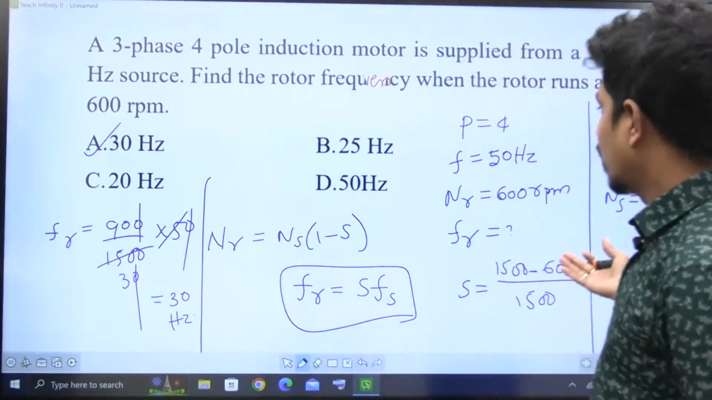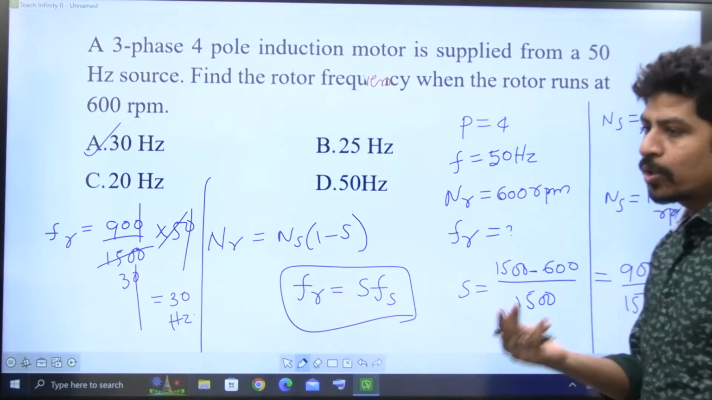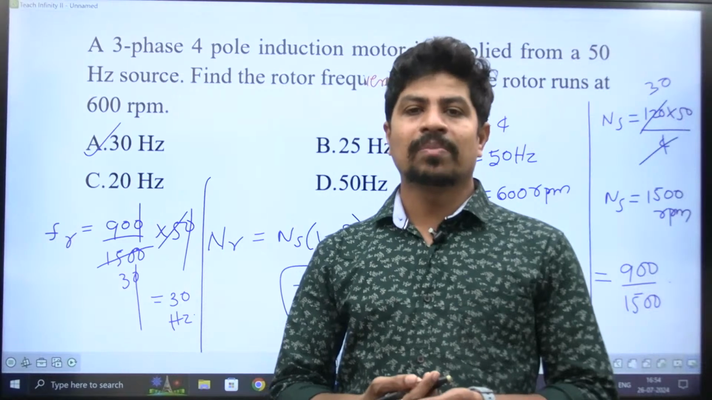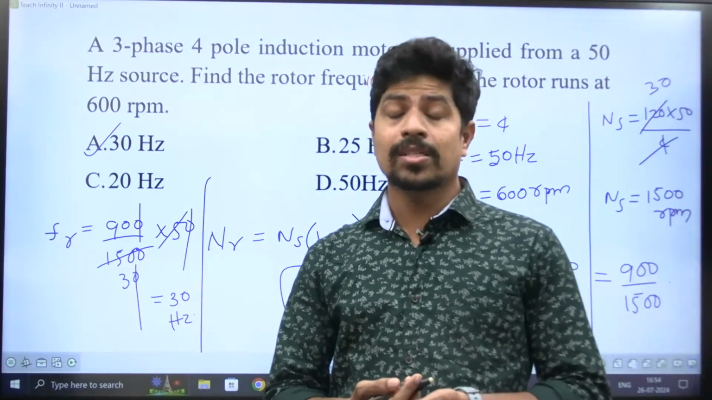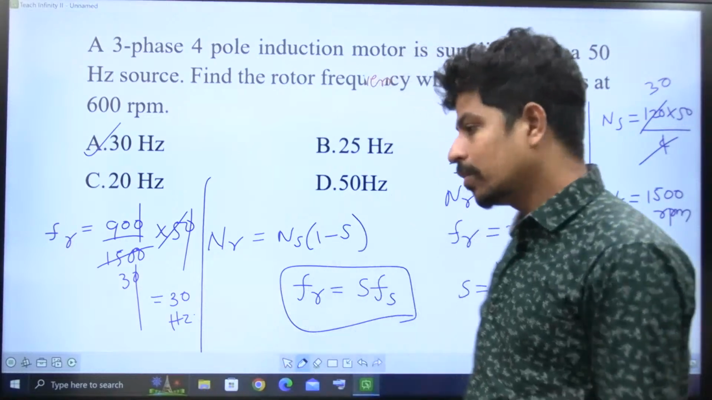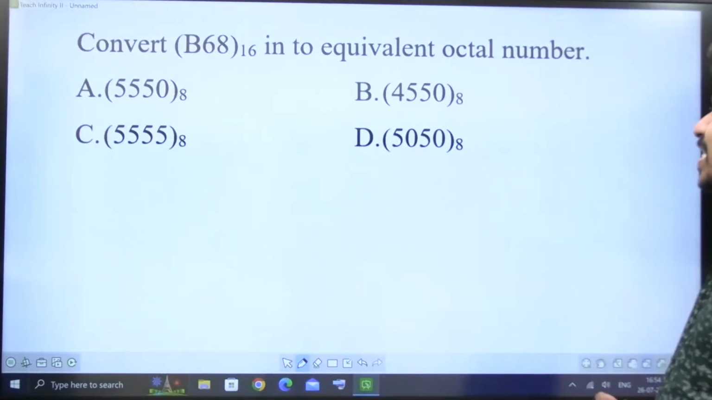So look at that, very simple thing. Only two relationships. S, the slip, is nothing but NS minus NR by NS. After that, NR is equal to NS into 1 minus S. And after that, FR is equal to S into FS. That's all. Next question. Convert B68 in hexa into the equivalent octal number.